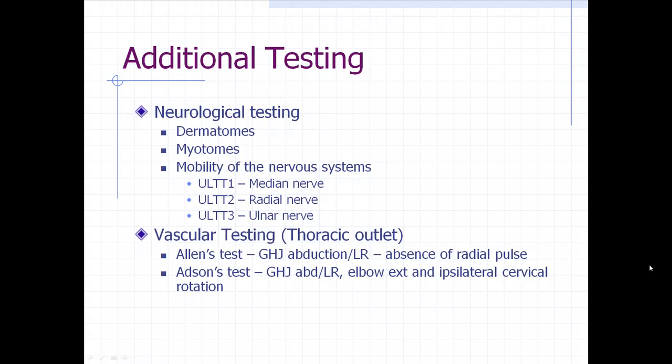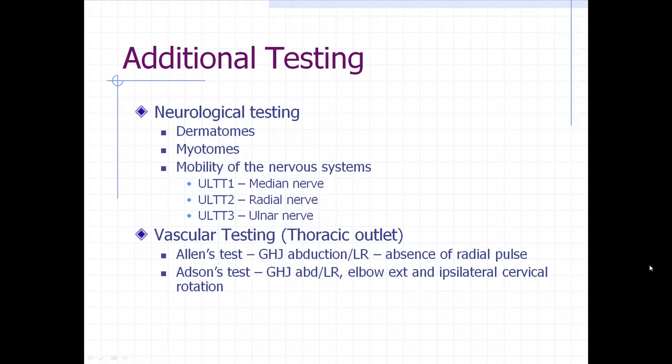There's a whole raft of tests that can be performed at the shoulder. Some of the important ones include neurological testing, so assessing dermatomes and myotomes of the upper limb, and very importantly assessing the mobility of the nervous system via upper limb tension tests 1, 2 and 3, which assess the mobility of the median, radial and ulnar nerves respectively. It's not uncommon for patients to come in with significant pain, significant loss of range of movement at the shoulder as a result of a neurological pathology.